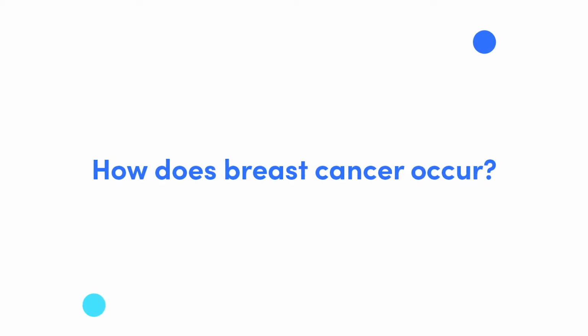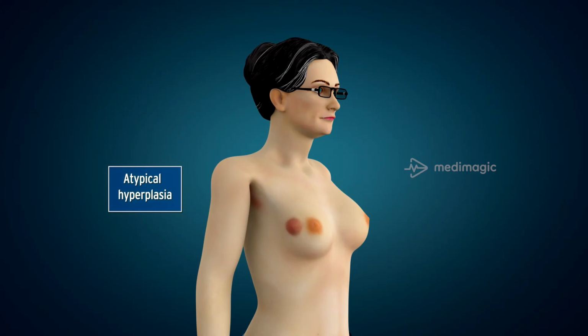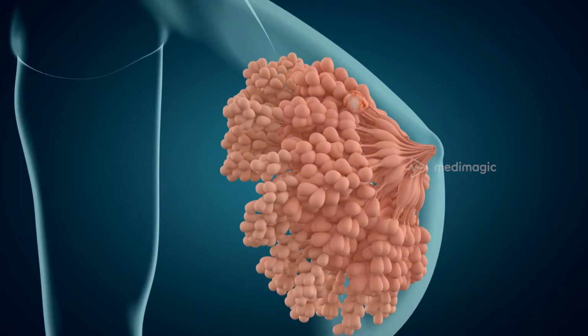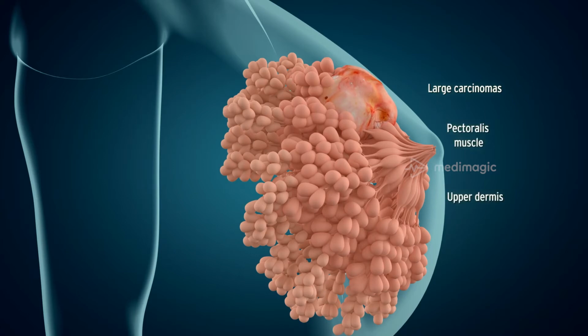How does breast cancer occur? It starts with a precancerous condition that causes abnormal growth of the breast cells. This condition is called atypical hyperplasia. Eventually, this condition can increase the risk of invasive carcinoma of the breast. If left untreated, the cancer cells from the breast have the potential to grow out of control and invade the surrounding tissues. The continuous accumulation of these cancerous cells forms a lump or a mass, leading to tumor formation.